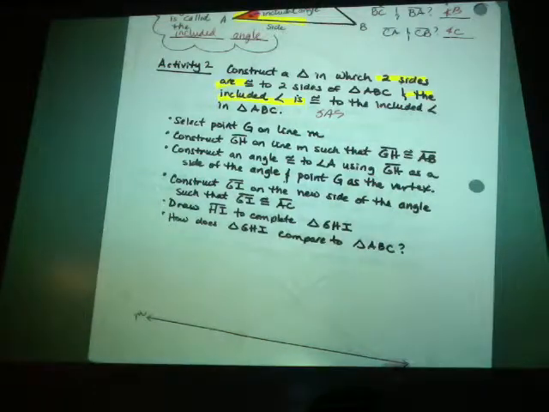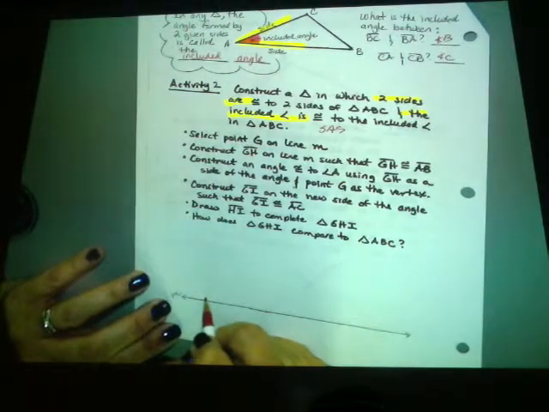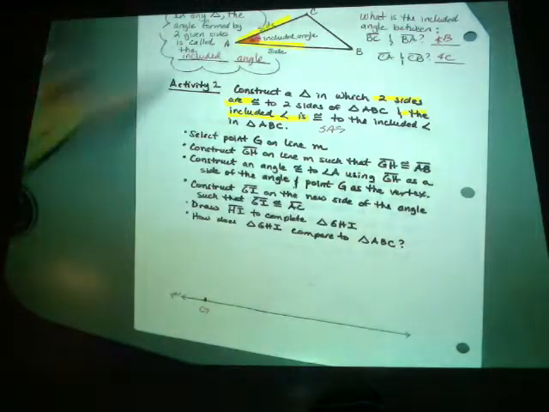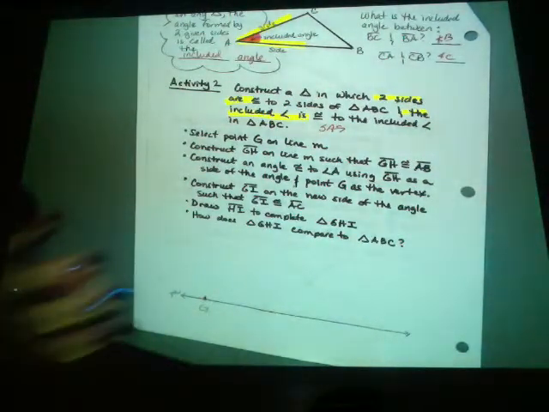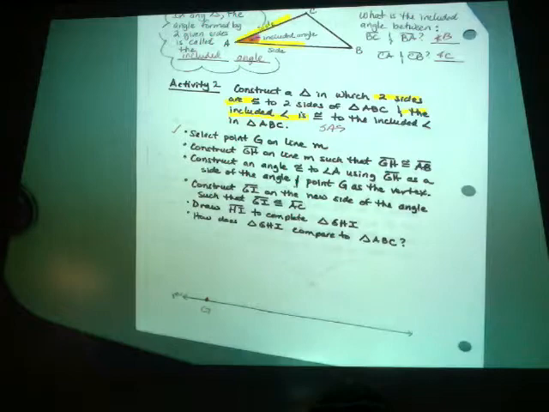All right, so how are we going to construct this? Select point G on line M. So I'm going to get everything up here, see if I can get it all in the screen at once. Okay, so select point G here, somewhere to the left, because point G is going to correspond to point A. So check that. Did it. Construct segment GH on line M such that GH here is congruent to AB. So we did that on the last one, right?